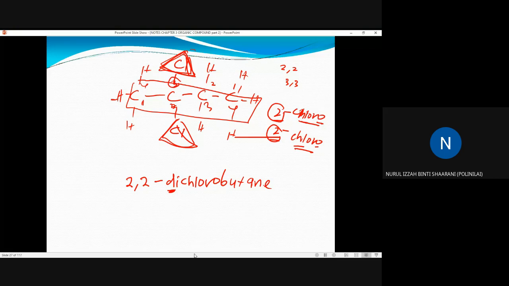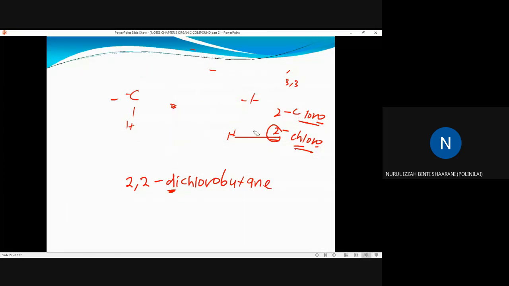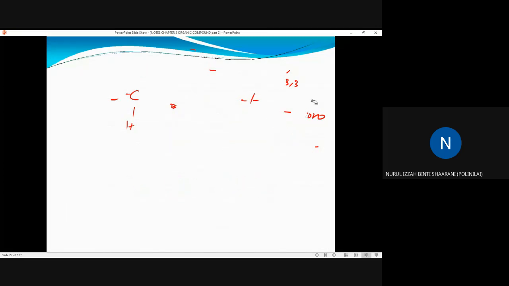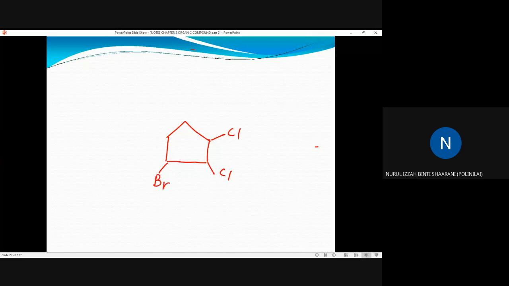Okay, let's say cyclic structure. Let's see, I have a cyclic structure here. Sekarang ni adalah cyclic structure. Jangan gelabah, apa-apa kita cari dulu berapa rantaian carbon dia untuk parent chain. So pentane kan? 5 carbon, pentane. And add the word cyclo because this is cyclic, cyclopentane.